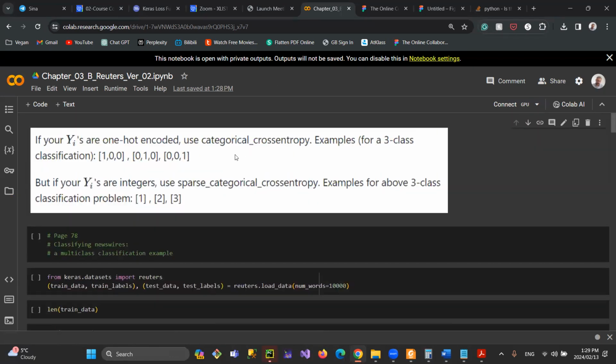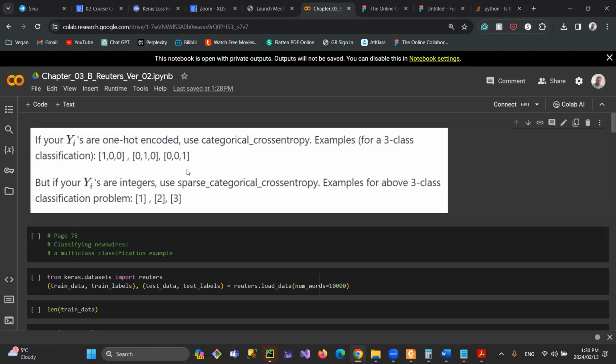Okay, just look at this example, everyone. Imagine that you have numbers like 1, 2, 3. That's one type of representation. If you choose to use this form, remember you have to use a sparse categorical cross entropy for the loss function. I repeat it. If you decide to use integers like this, 1, 2, 3, you need to use sparse categorical cross entropy. But instead of saying 1, you could say 1, 0, 0. Instead of saying 2, you could say 0 for 1, 1 for 2, 0 for 3. For 3, you could say 0 for 1, 0 for 2, and 1 for 3. Does that make sense?